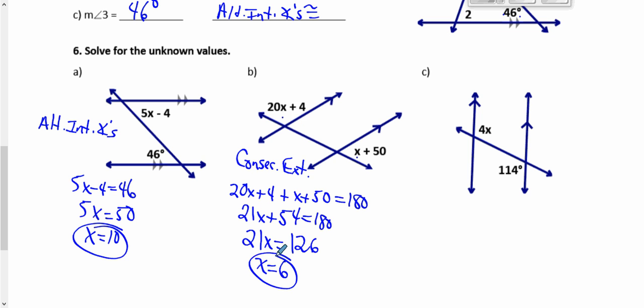C should be pretty easy. What's the angle pair? Alternate, what? Interior. What's our equation? Well, I couldn't hear. 4x. Because they're congruent if the lines are parallel, right? So what does x equal? Calculator on your desk, right? 28.5. 48.5, right?